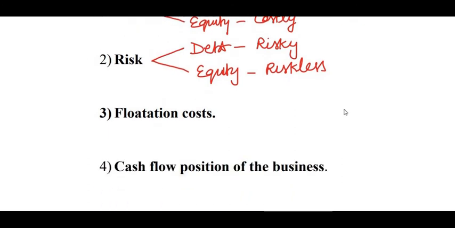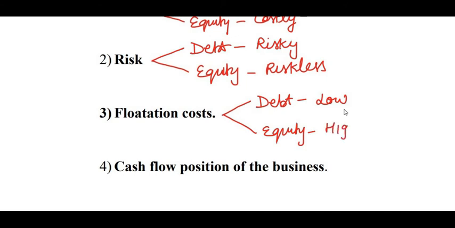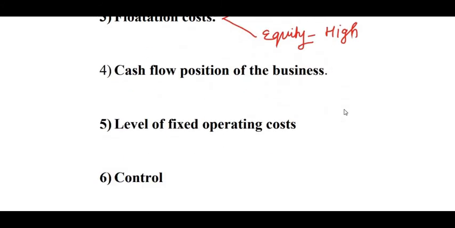Then coming to flotation cost. So we know that flotation cost of debt is low, whereas flotation cost of equity is high. So a finance manager will opt for a source which will involve less flotation cost. So it depends. If business has enough money to bear the flotation cost, equity, otherwise they have to go for debt.